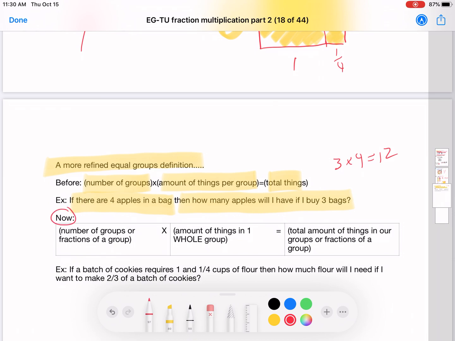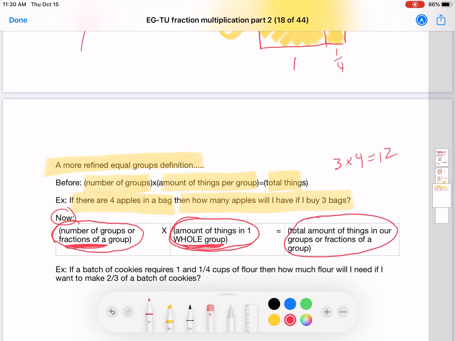Now, because we're dealing with fractions, and the groups may not be whole groups, the things in the group may not be whole numbers, so a more refined definition could say the number of groups or fractions of a group, because maybe we want to make a half of a batch instead of a full batch, and then this is the amount of things in one whole group, because sometimes we don't even have a whole group, we want less than a group, and then this is the total amount of things in our groups or fractions of a group, because sometimes this number is even less than this number. If we don't even want a whole group, we want a fraction of a group.